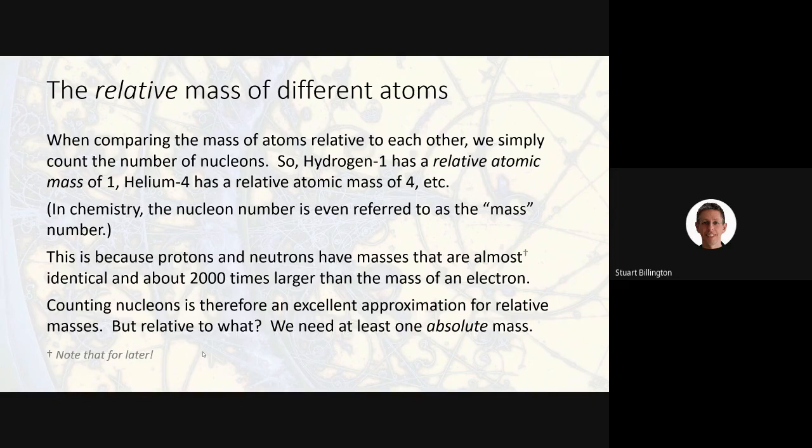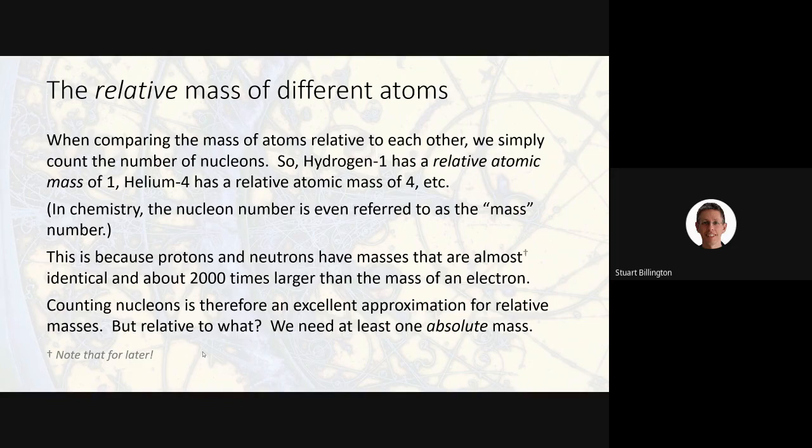So you know that hydrogen has a relative atomic mass of 1, helium has a relative atomic mass of 4, and the chemists even refer to the relative atomic mass as the mass number, whereas in physics we recognize it for what it is, and it's the number of nucleons. So when we say that helium has a relative atomic mass of 4, what we really mean is that a nucleus of helium has got 4 nucleons in it. And how are we getting away with this?